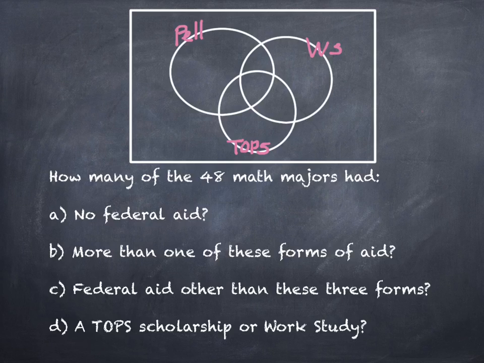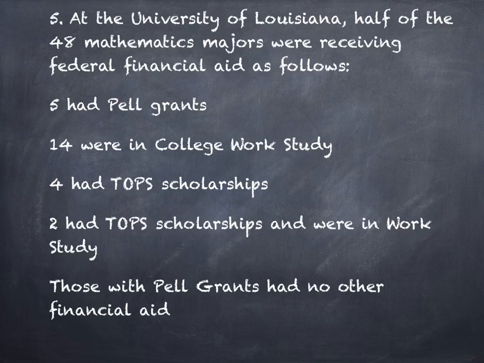Now, we're going to put some numbers in here, but we can actually take a look at something else real quick just to make it real clear in our minds. It says half of the 48 mathematics majors. So how many is half? That's what you get, 24. So 24 is going to be inside of my diagram, a total of 24.